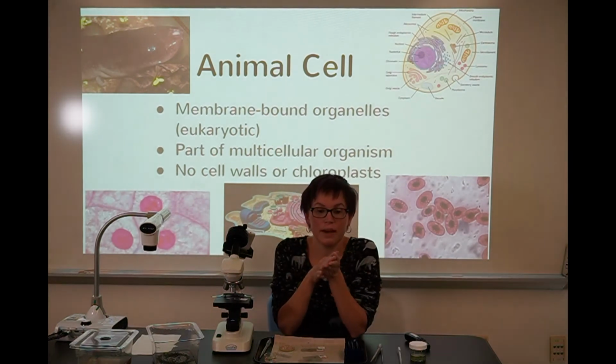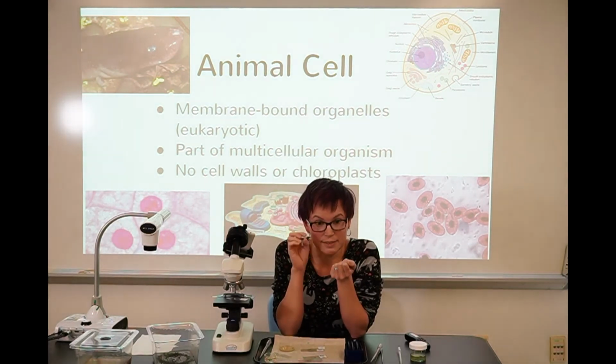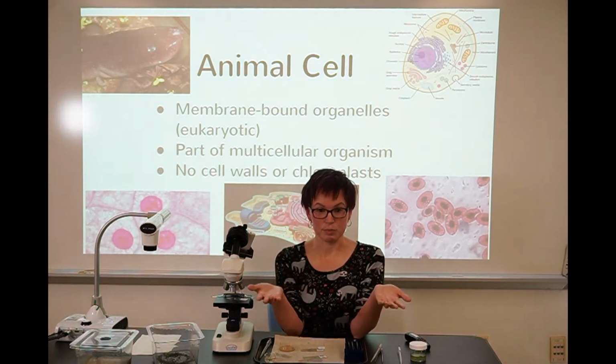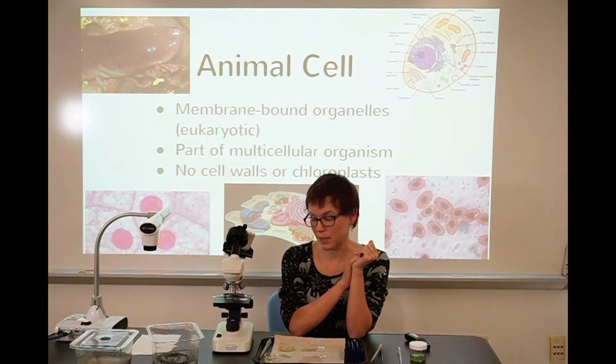It did have membrane-bound organelles. There were those nuclei you were able to see very bright. So it was eukaryotic. You could see a bunch of cells together, so we knew it was multicellular. There were no cell walls. It was more blobby, and you didn't see any chloroplasts either.